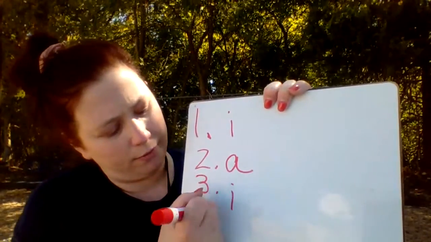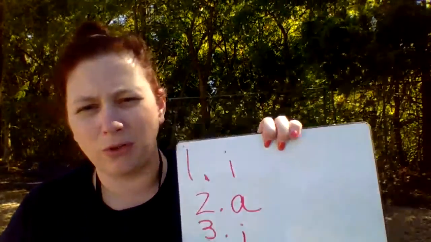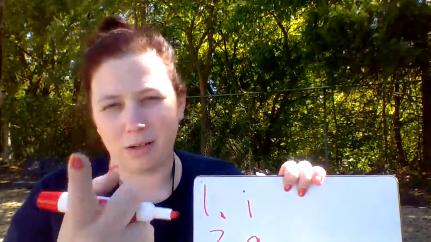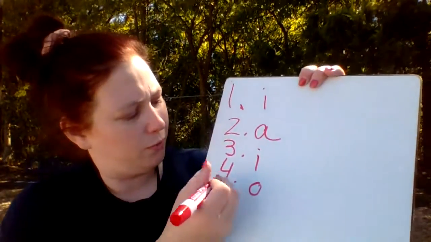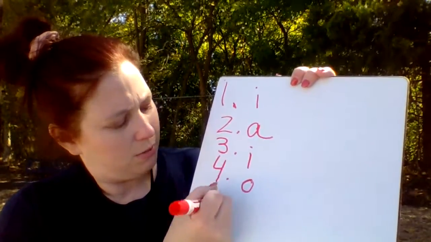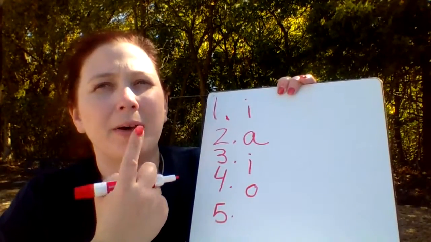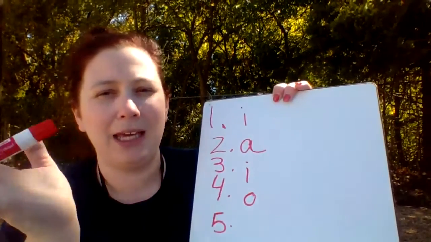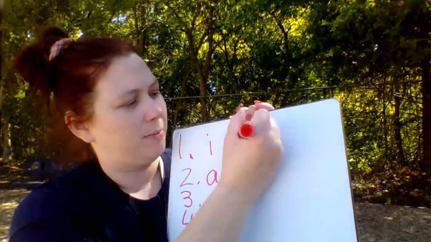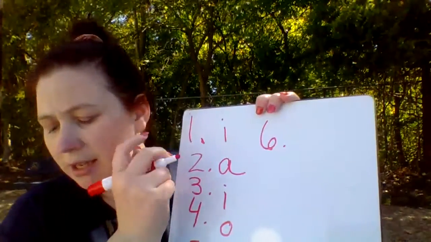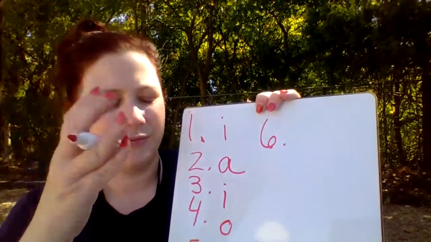Number 4, oops, Miss White wrote it down too soon. O, O, O. And then write down an O for number 4. Number 5, P, and write it down. We're going to come back up here. Number 6 is L, and write it down.